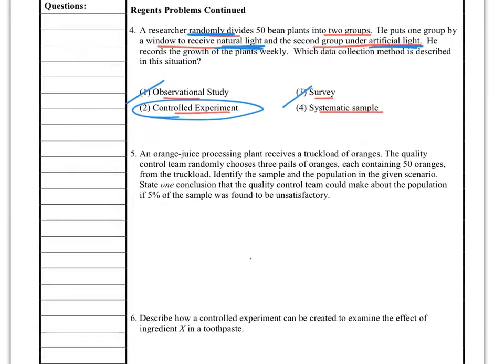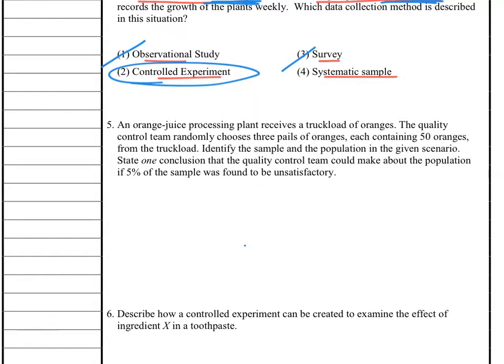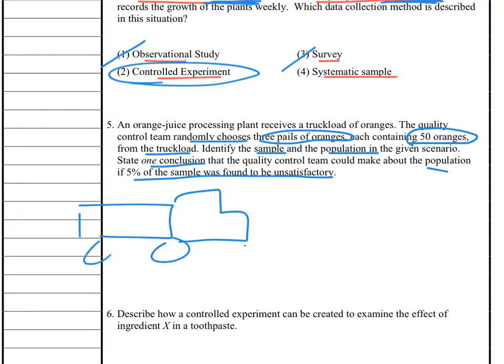Question 5 says an orange juice processing plant received a truckload of oranges. The quality control team randomly chooses 3 pails of oranges, each containing 50 oranges from the truckload. Identify the sample and the population in the given scenario, and then state one conclusion that the quality control team can make about the population if 5% of the sample was found to be unsatisfactory. So you've got a truck full of oranges. If you want to think about what your truck looks like, it's full of oranges, right? Lots of them. And then you're taking buckets of them, 3 pails of them, and each one has 50 oranges.